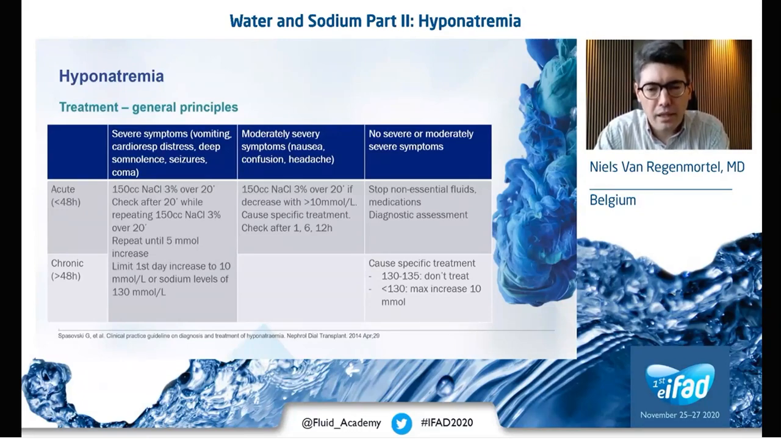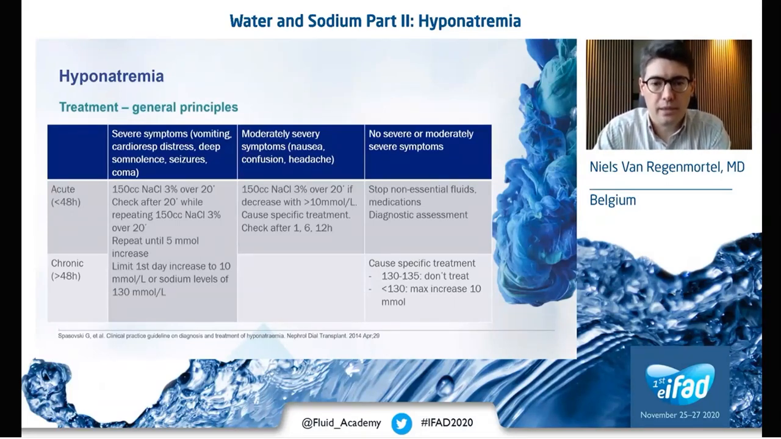But the main thing is that from the moment hyponatremia has begun acutely, or there is a very symptomatic form, and severe symptoms are called vomiting, cardiorespiratory distress, deep somnolence, seizures, or coma, then you have to correct this as soon as possible within the boundaries of the numbers that we know.